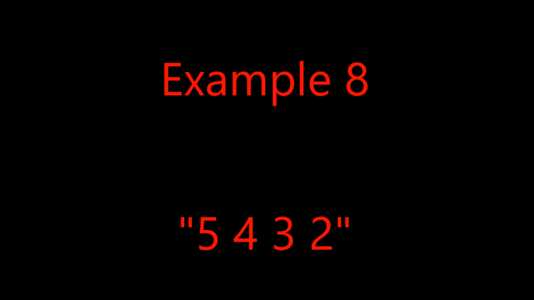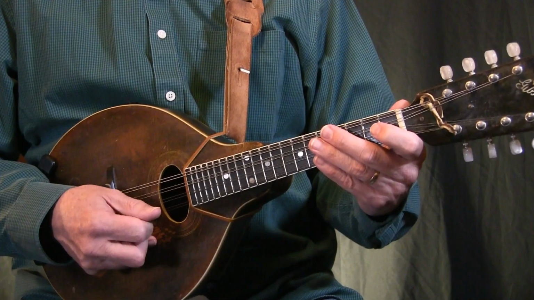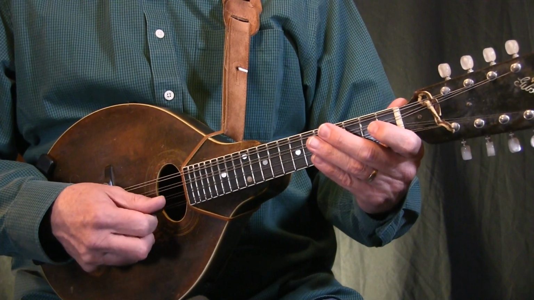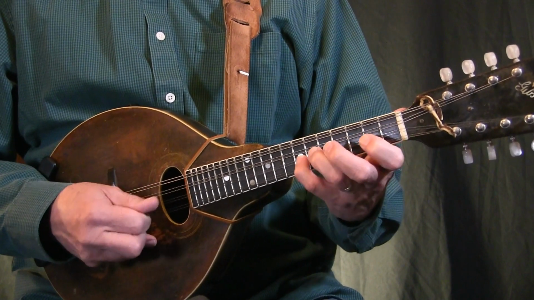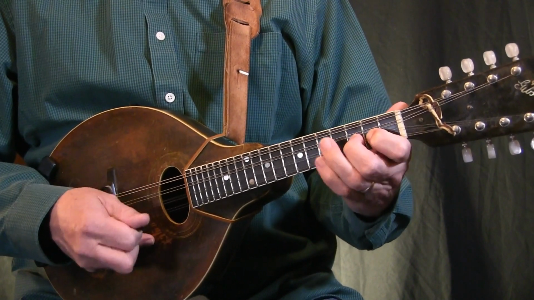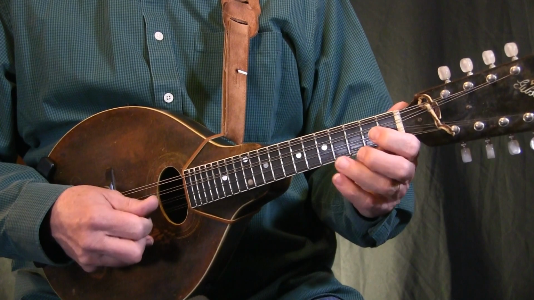A very cool thing that Barry has people do is play 5, 4, 3, 2 all together. I do that here in example 8. One, 2, 3, 4. Two, 3, 4.